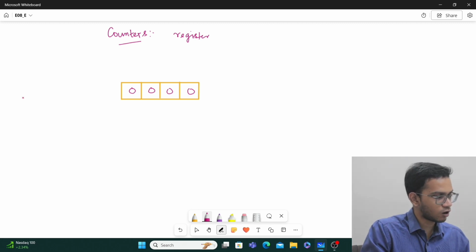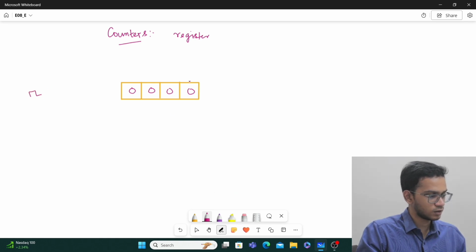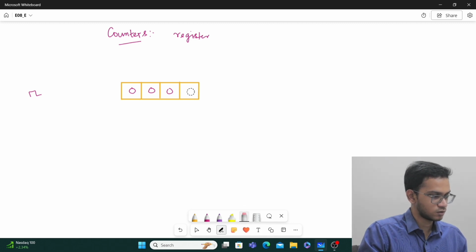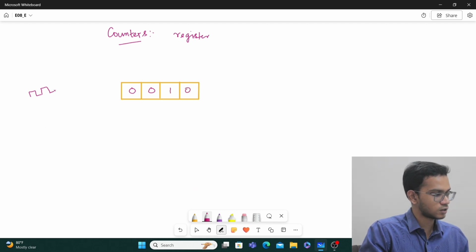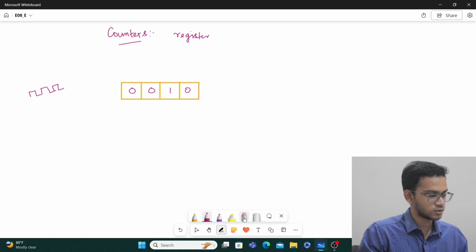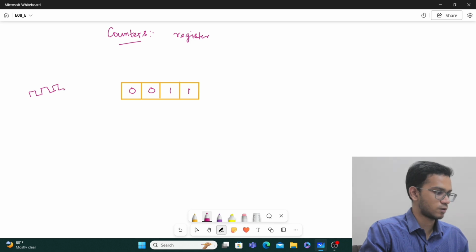My CPU is sending clock signals continuously. Now when the first clock signal comes, this bit changes to 1. When the second clock pulse comes, the whole thing changes to 2, by 2 I mean binary 2. When the third clock pulse comes in, this changes to 3. And when the fourth clock pulse comes, it is incremented to 4.